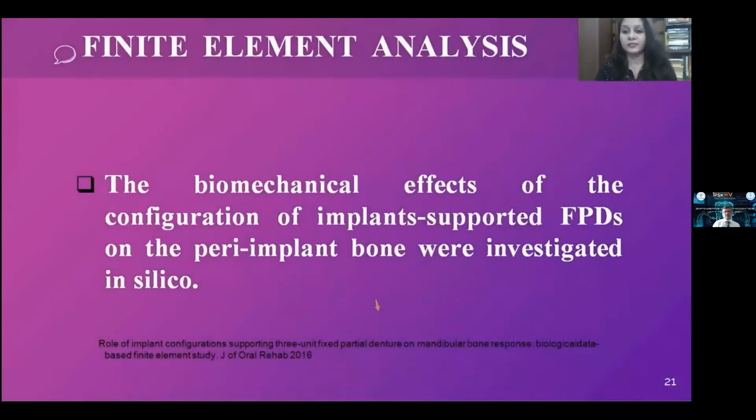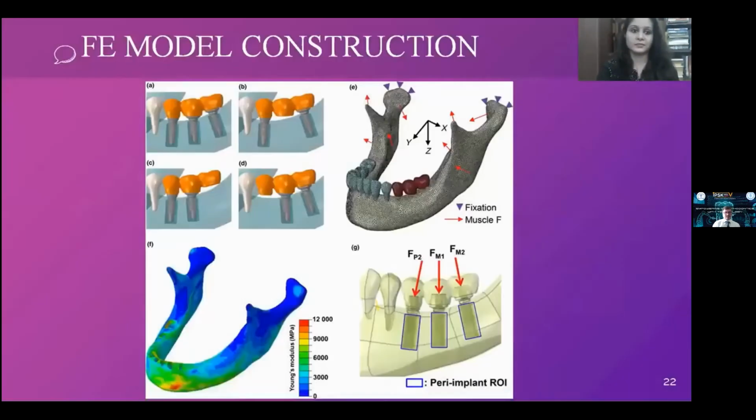The biomechanical effects of the configuration of implant-supported FPDs on the peri-implant bone were investigated in silico using finite element analysis. This is the FP model construction used in one of the articles. In the first one, they used 3 implants to replace 3 missing teeth. The second one is an implant-supported bridge, and the third and fourth are cantilever designs.